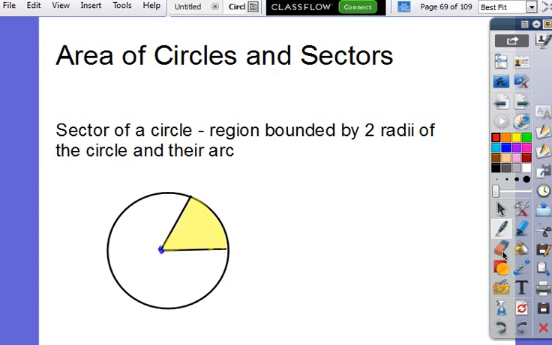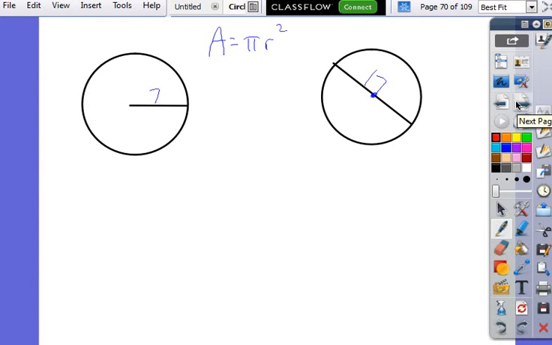Now, the first thing we got to get is area formula. There's only one formula for area of a circle, pi r squared. Like circumference, we had two different ones. Area, we've only got one. So if I'm doing this first problem, that would be pi times 7 squared. If I wanted the exact answer, you do 49 pi. It would just be 49 pi.